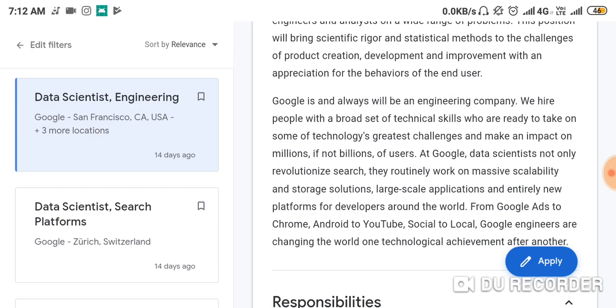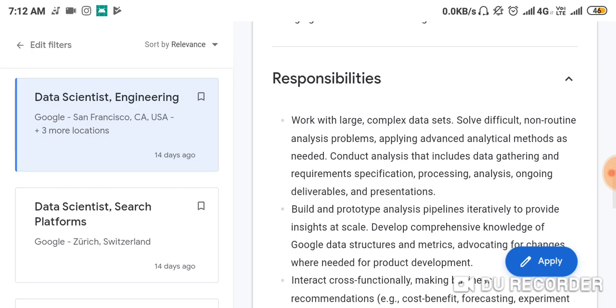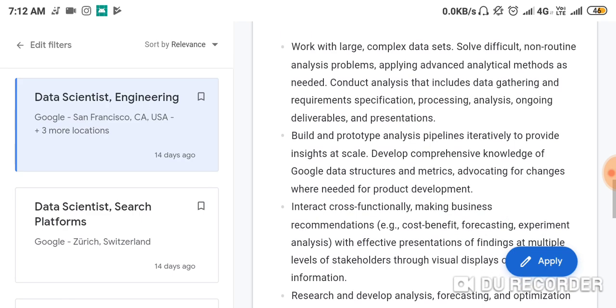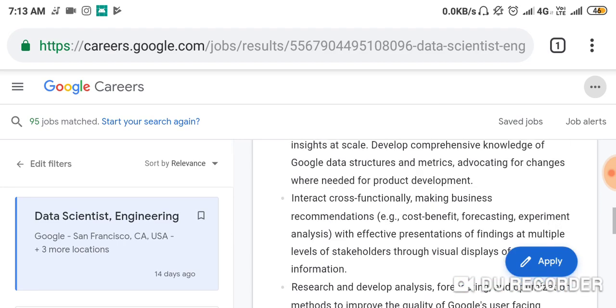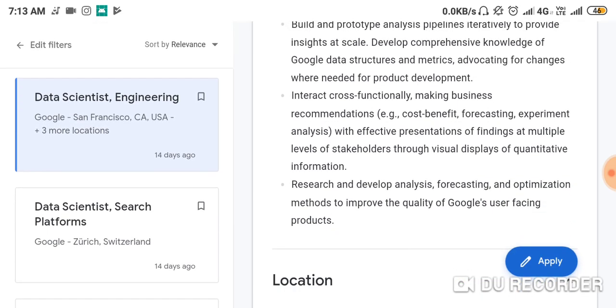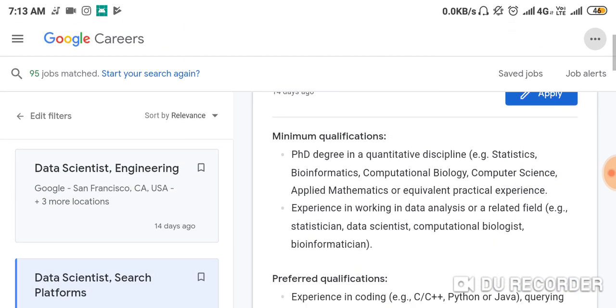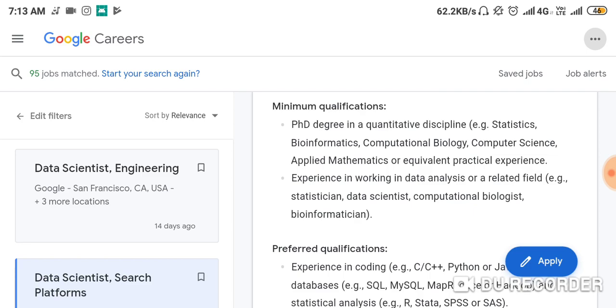This job is in the San Francisco area. So you can directly apply on this website, careers.google.com. Then in Zurich, Switzerland, there are also some data scientist jobs. So just look there. Here it is not the same. The minimum qualification is a PhD degree in quantitative disciplines. It does not require a master's, but it requires a PhD degree. So if you have a PhD, then you are suitable for this job.